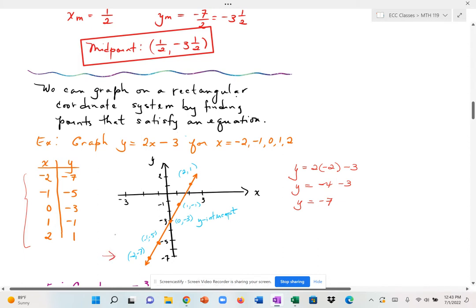So (-2, -7), (-1, -5), (0, -3), which is also a special point. It's called the y-intercept because it's where it intersects the y-axis. Then the next point is (1, -1), and the last one is up here, (2, 1). Connect those points together in a line. We put arrows at the end because lines go on and on forever in both directions. Those points are considered to be collinear because they all line up on the same line. And that line is y = 2x minus 3.